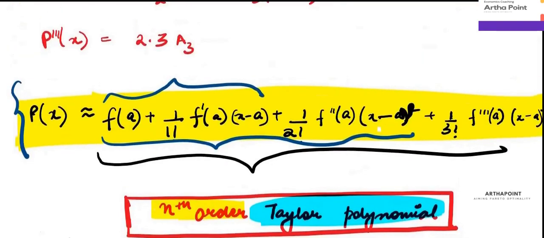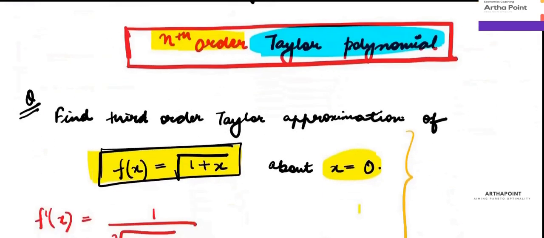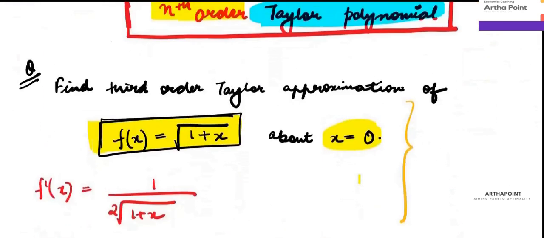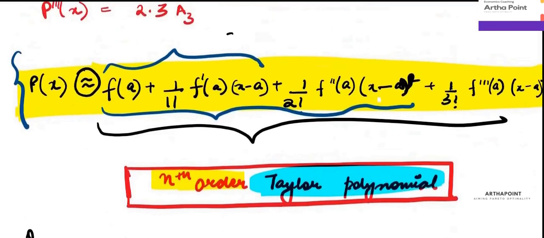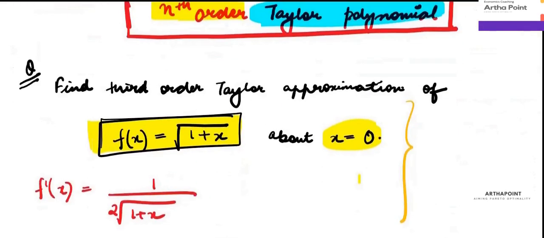And now we went ahead and we said that in order to find this Taylor's approximation, what are the things I require? I require f dash x, f double dash x, and f triple dash x. I need these three if I have to go ahead and find the third order Taylor approximation. So that is what we went ahead and we did.